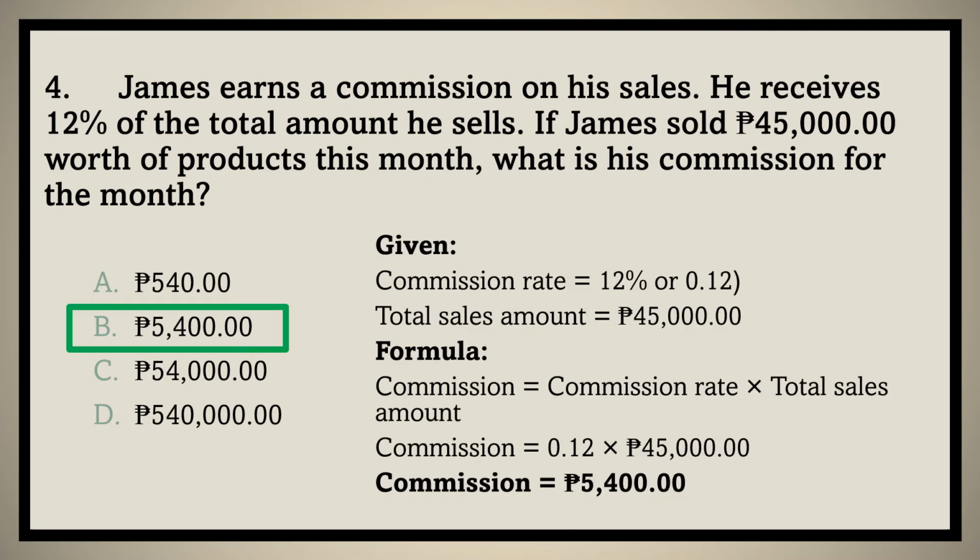Given: Commission rate equals 12%, expressed as a decimal, equals 0.12. Total sales amount equals 45,000. Formula to use: Commission equals commission rate times total sales amount. Substitute: Commission equals 0.12 times 45,000. Commission equals 5,400. Therefore, James earns 5,400 pesos in commission for selling 45,000 pesos worth of products this month.